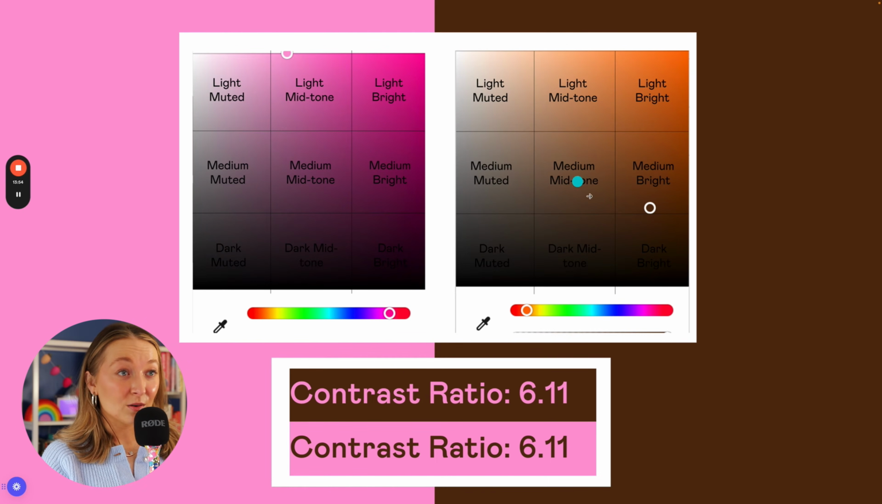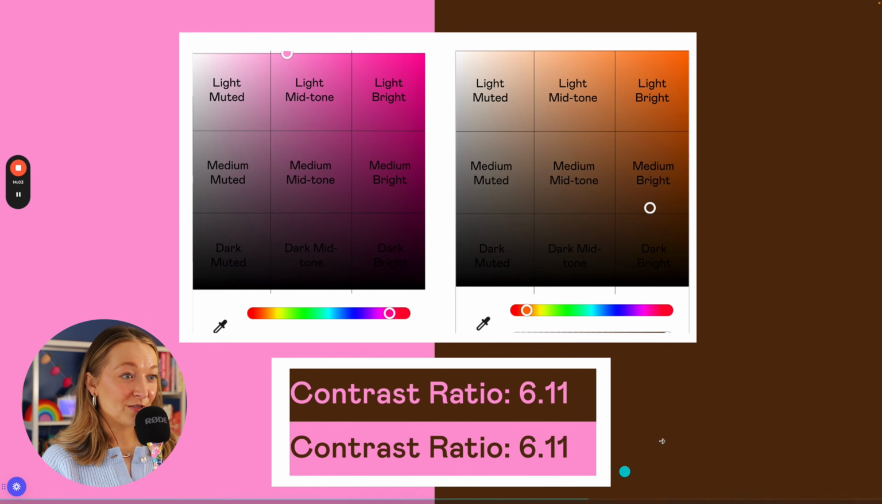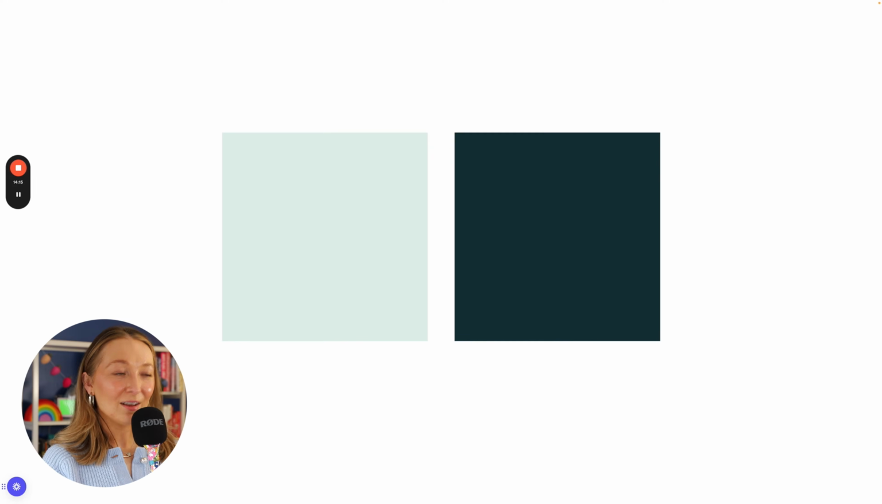And the brown sits right at the bottom of the medium bright section. So it's almost dark bright, but it's a little bit more towards medium bright. And the contrast ratio of this is 6.11. Now let's try this pair.